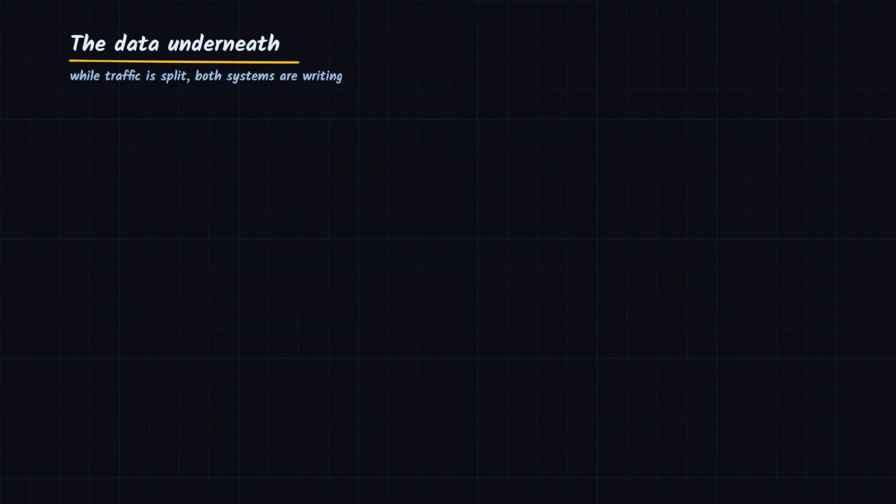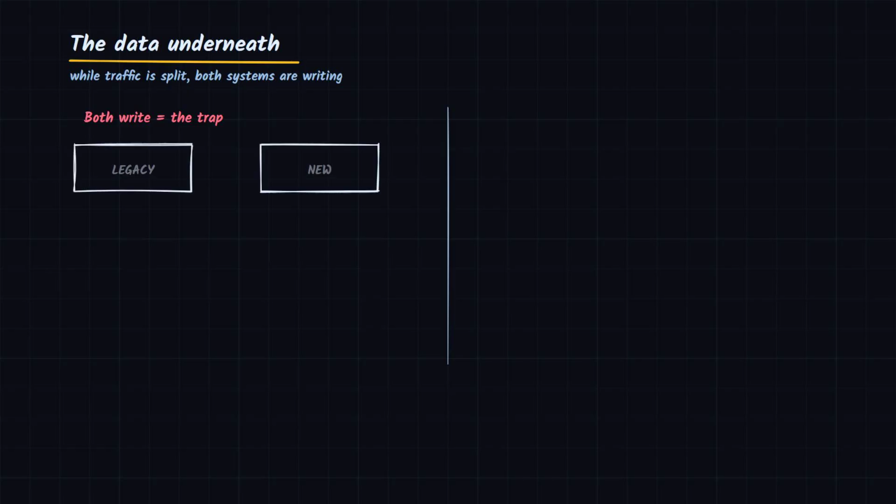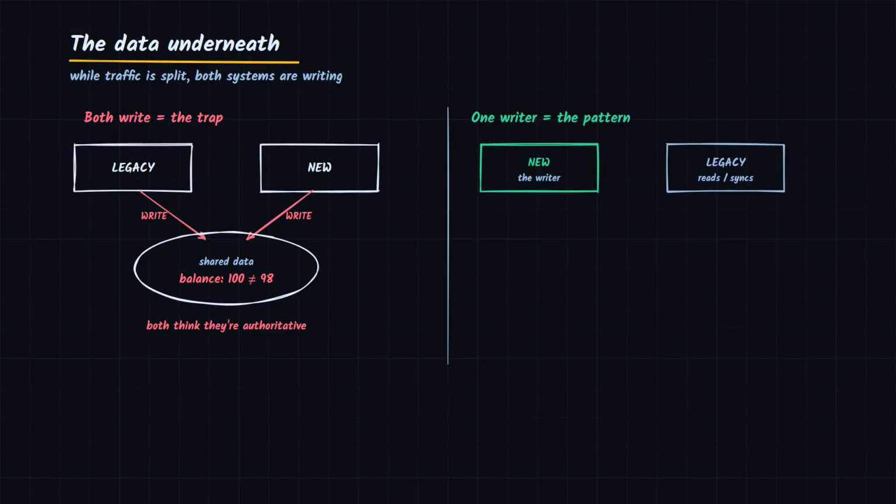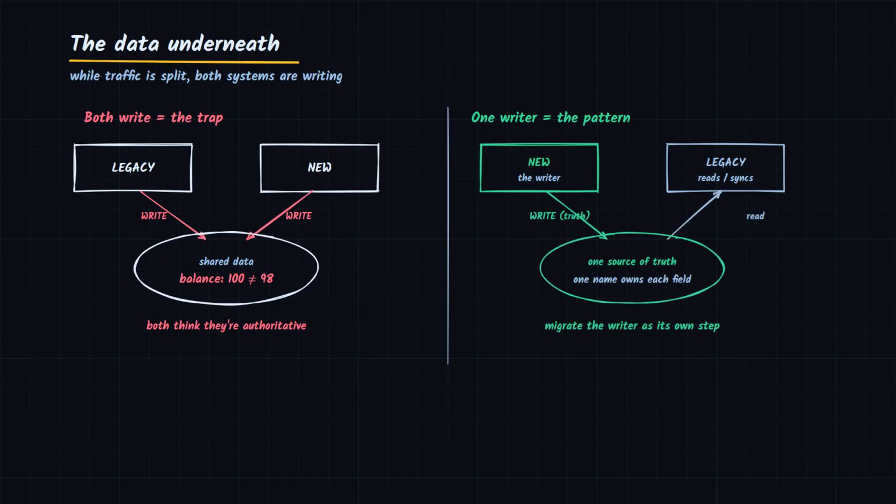And underneath all of it, the thing that makes cutovers genuinely hard, the data. While traffic is split, both systems are writing. If they own separate data, fine. If they share it, or worse, each keep their own copy, you have to decide who is the source of truth for each field, and the answer has to be one of them, not both. The pattern that survives is a single writer per piece of data, with the other side reading or syncing, and you migrate the writer as its own step, separate from migrating the traffic.